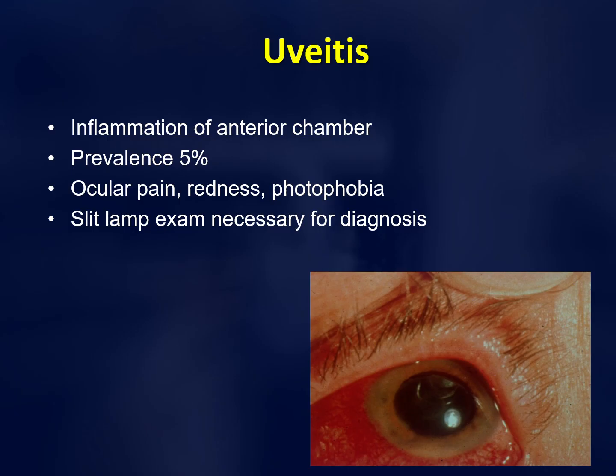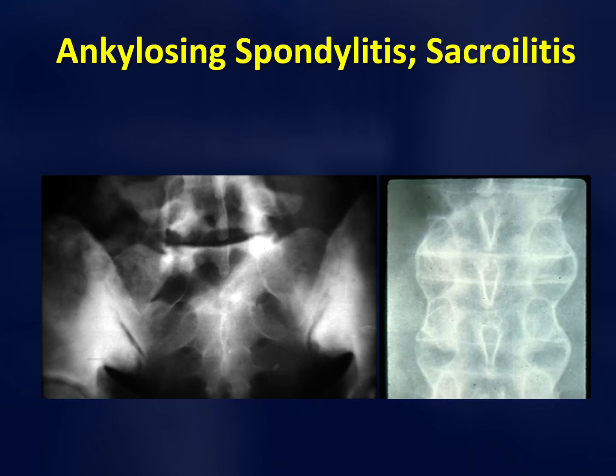The diagnosis is made by a slit lamp exam, and usually you should really consult an ophthalmologist to deal with it. Ankylosing spondylitis and sacroiliitis are shown here in the slide. These are the sacroiliac joints, which are really inflamed. You have a thickening and a decrease in the interarticular line. This is how you diagnose it on KUB, on plain abdominal radiographs. But usually MRI is more sensitive for diagnosing sacroiliitis.